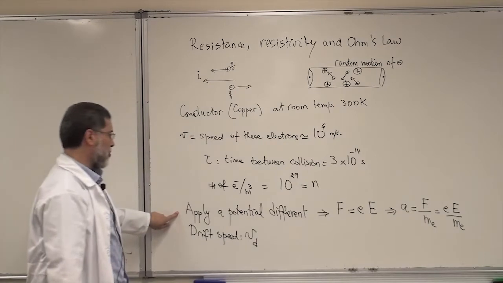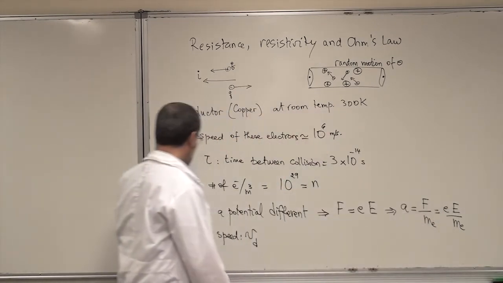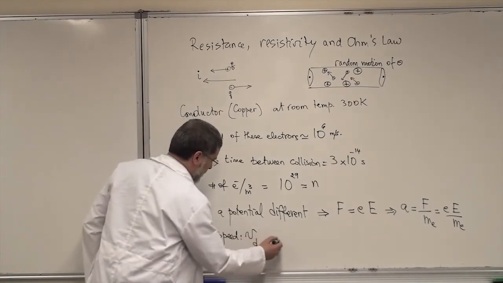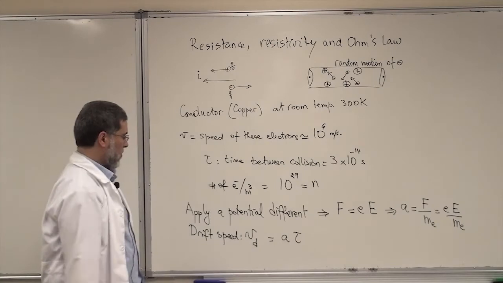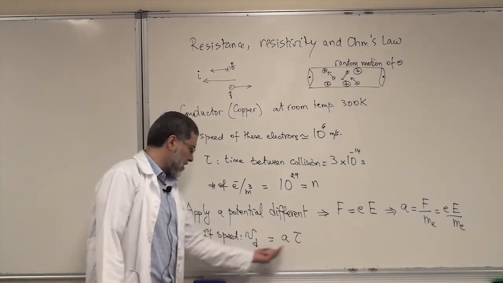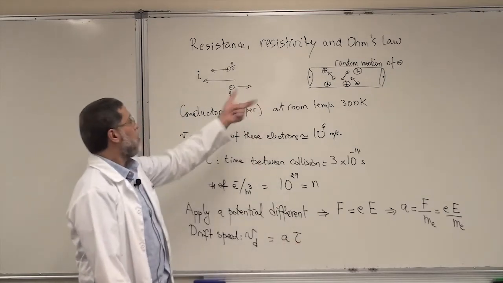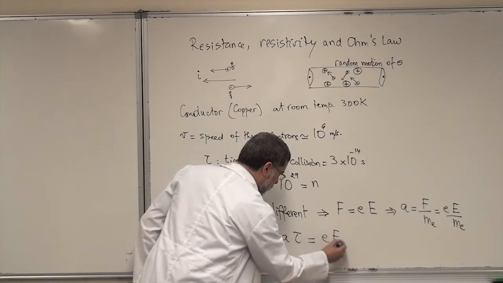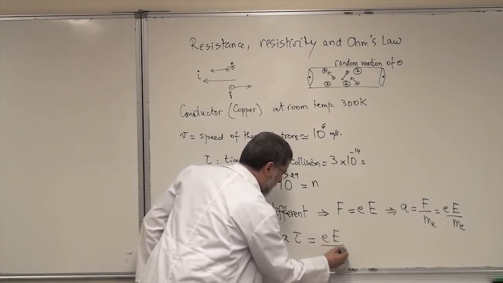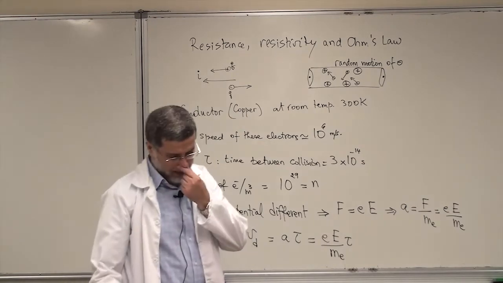When we apply an electric potential difference, there will be an electric field, there will be acceleration, and there will be a speed which is equal to what? A times tau. The acceleration, this is one from classical mechanics. V equals acceleration times the time between collisions, okay? So that acceleration is actually E over m_e, times tau. That's the speed of these electrons, okay?